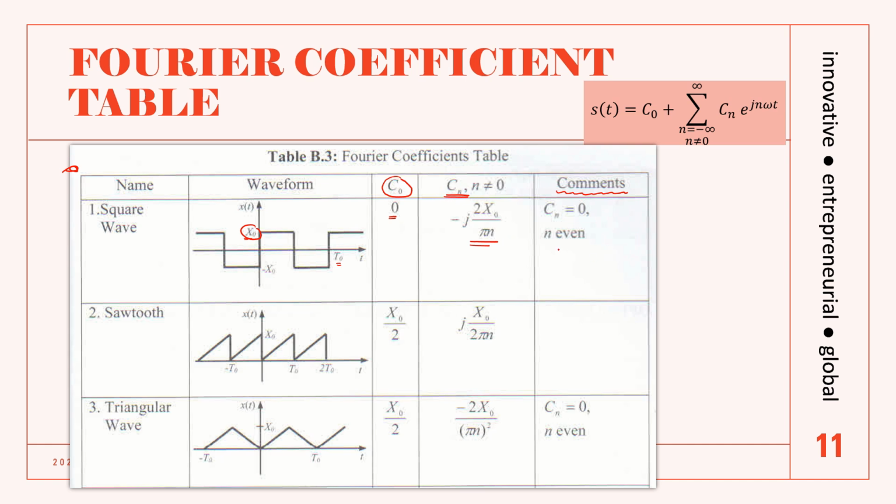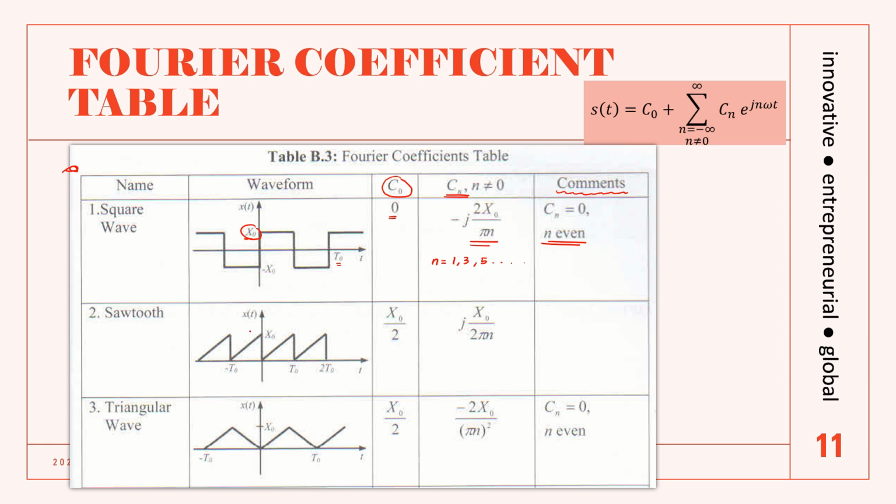And then what are the comments? You also need to pay attention to the comments part. For the square wave signal, your Cn is equal to 0 when n is even. So the n that you need to consider will be the odd values: 1, 3, 5, and so on. If n is an even number, for example 2, 4, 6, your Cn will equal 0 for a square wave signal.